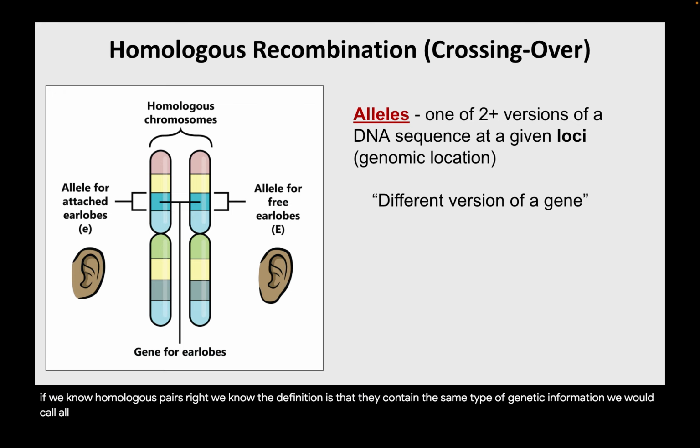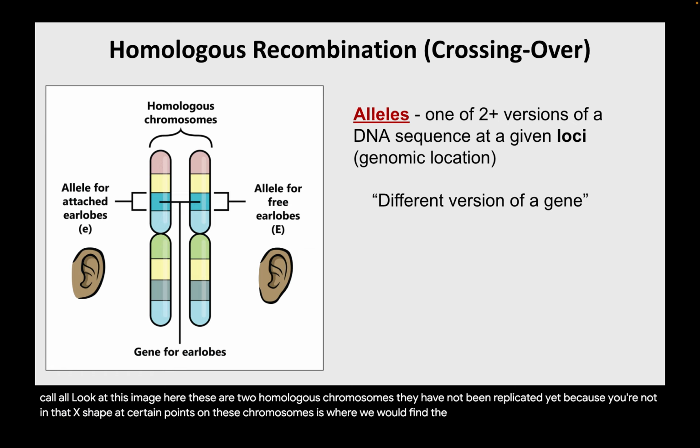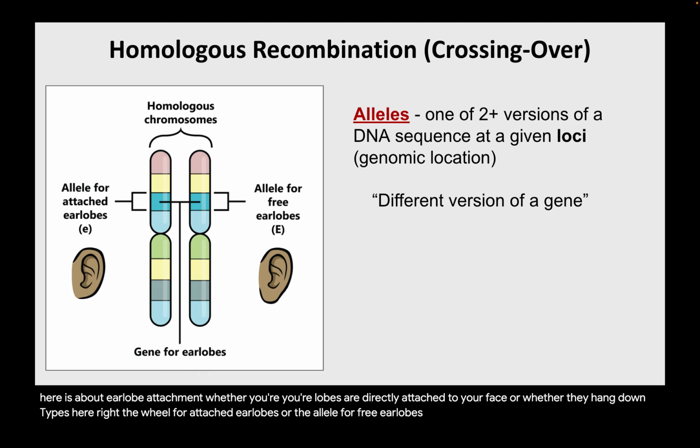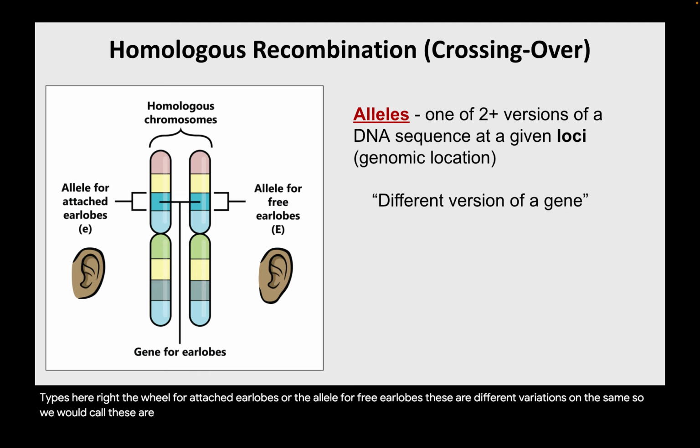So if we look at this image here, these are two homologous chromosomes. They have not been replicated yet because they are not in that X shape. At certain points on these chromosomes is where we would find the DNA code for different genes. This gene here is about earlobe attachment, whether your earlobes are directly attached to your face or whether they hang down. The allele for attached earlobes or the allele for free earlobes, these are different variations on the same gene. So we would call these our alleles.